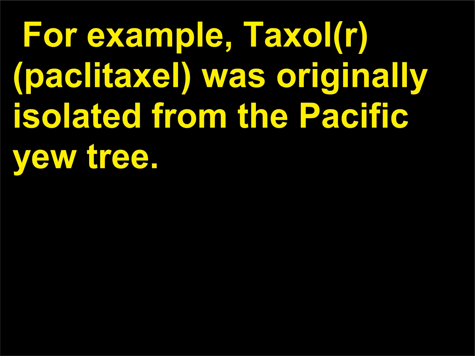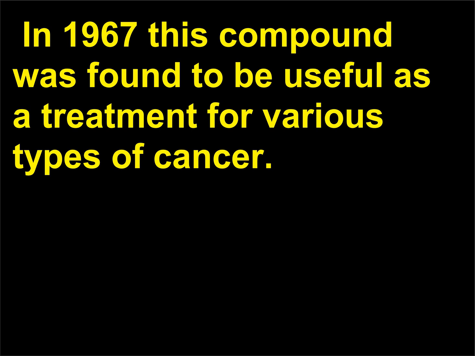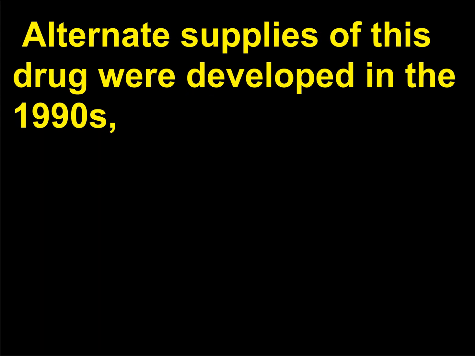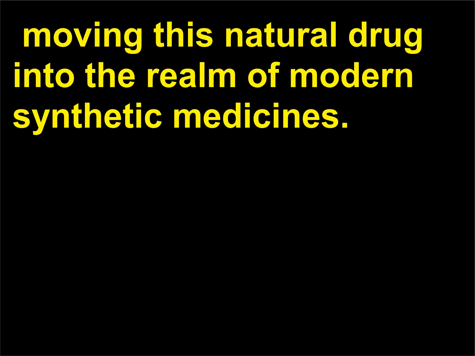For example, Taxol, or paclitaxel, was originally isolated from the Pacific yew tree. In 1967 this compound was found to be useful as a treatment for various types of cancer. For almost 30 years, most of the paclitaxel that was given to patients was obtained from the yew tree. Alternate supplies of this drug were developed in the 1990s, moving this natural drug into the realm of modern synthetic medicines.